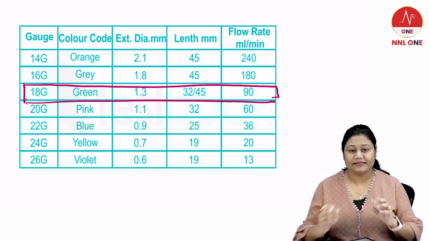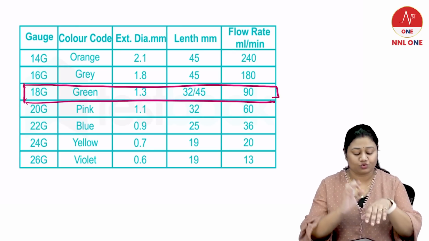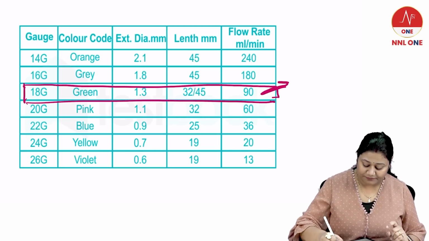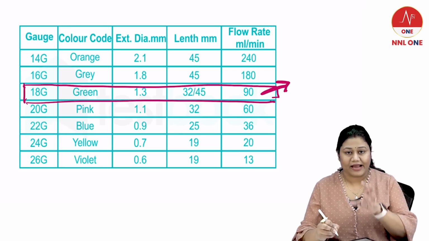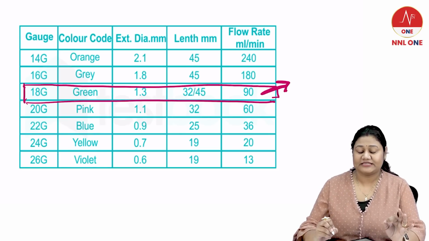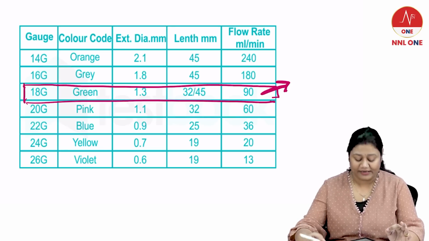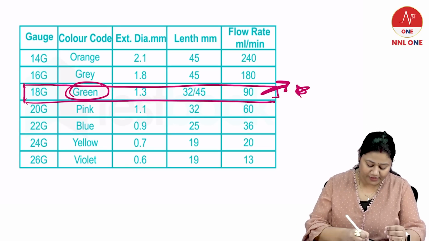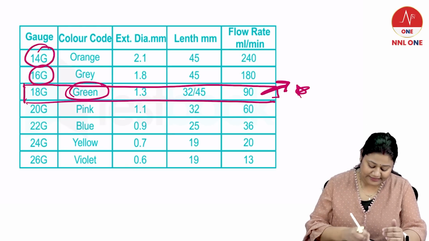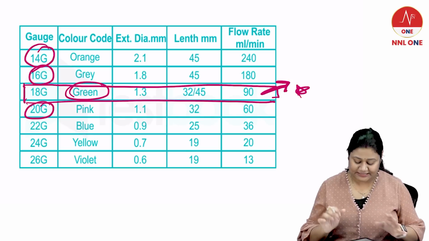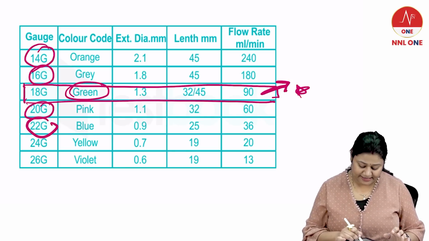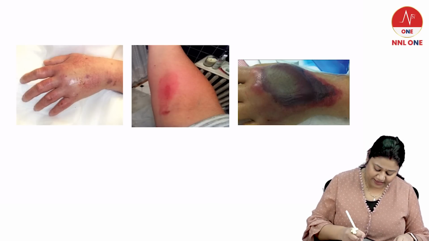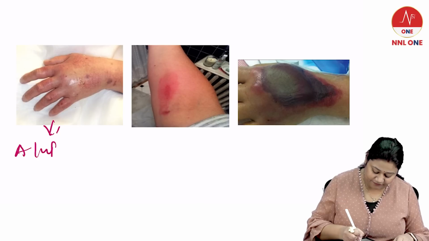Flow rate is basically the volume of fluid that you can administer through that particular IV cannula in 1 minute. So somewhere around 90 ml you can write down as the flow rate. This is the ml per minute you can administer through the green one. This is very important. And up to 270 you can use for 14, up to 180 for 16, then pink is somewhere around 60, blue is 36, then we have 20, and last is 30. Now let us quickly revise the complications here. Image number A, you can see this is infiltration.